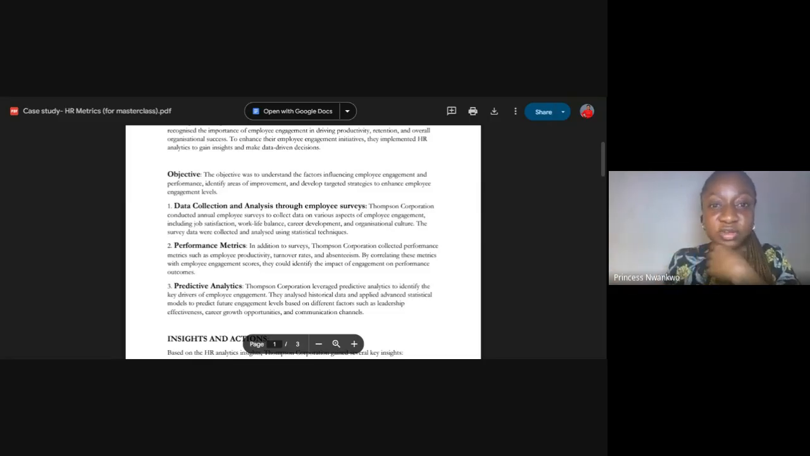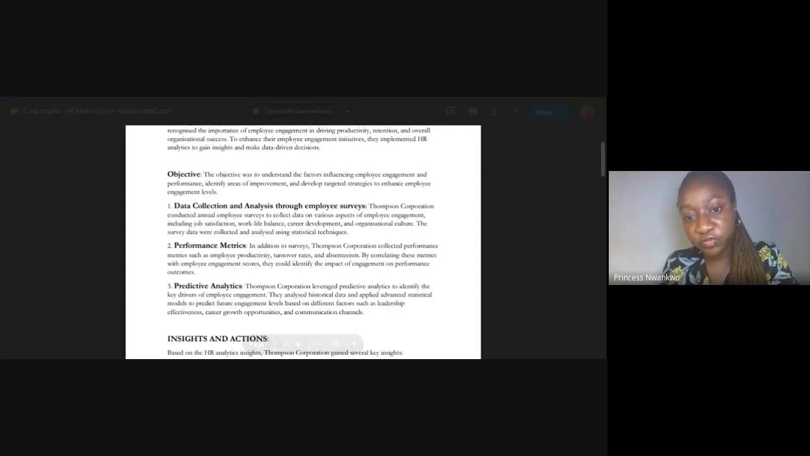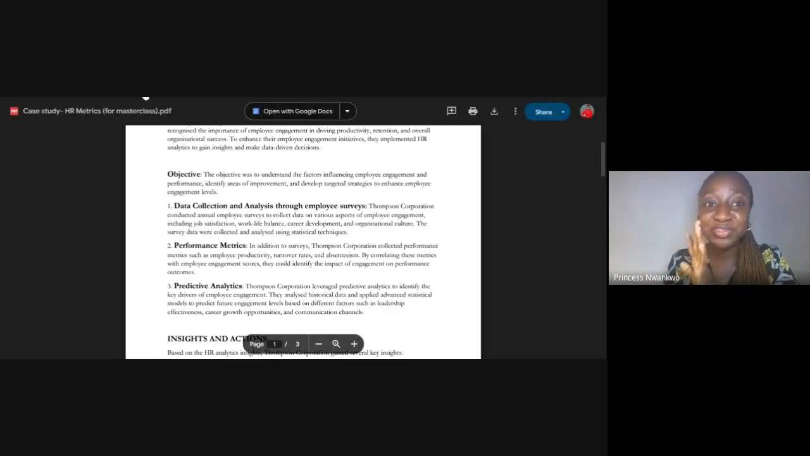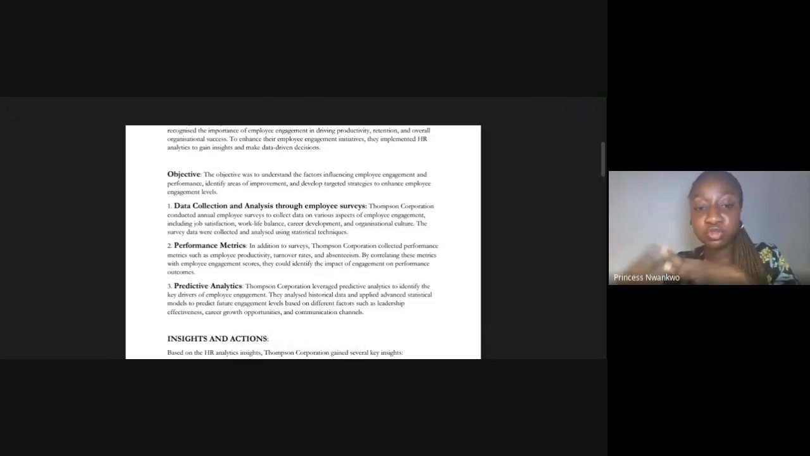So Thomson Corporation conducted employee surveys to get data on various aspects of employee engagement. These areas included work-life balance, career development, and job satisfaction. Okay, so when they collected all of that, the data was analyzed using statistical techniques. Of course, we cannot go into the depth of that in this master class, but that is something you are definitely going to know how to use as we move on in the training.